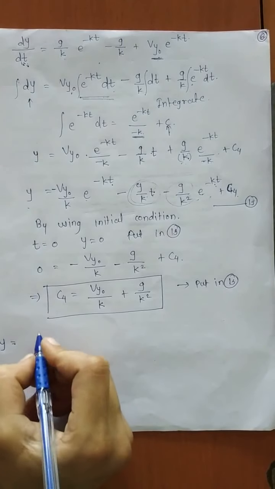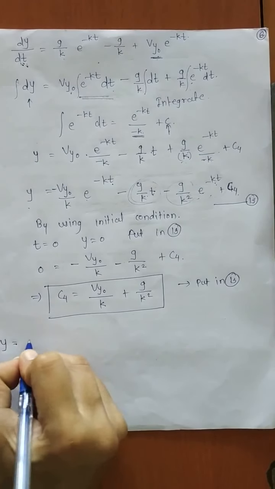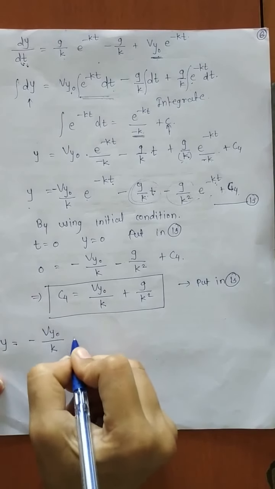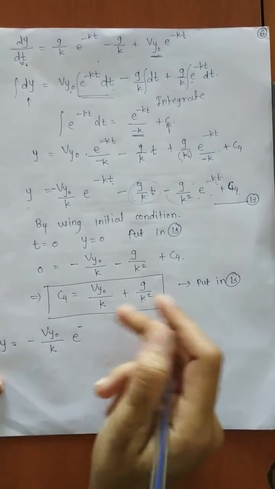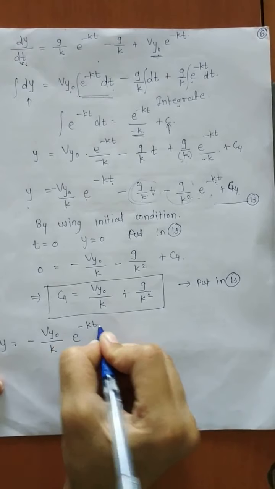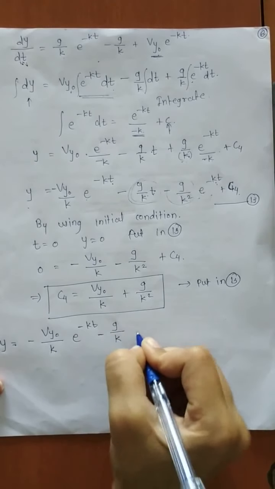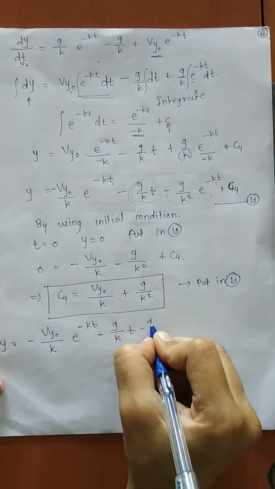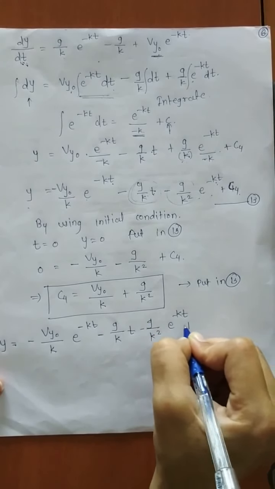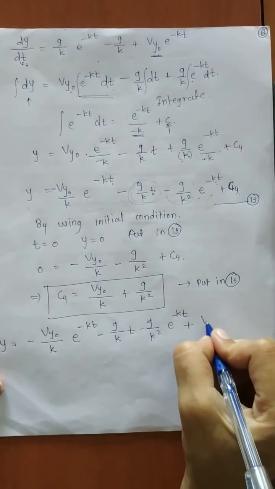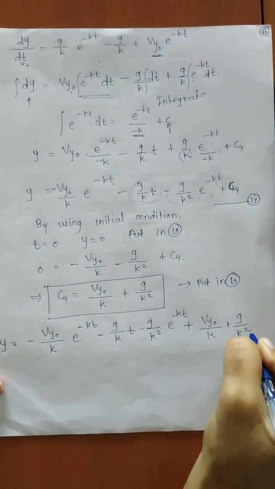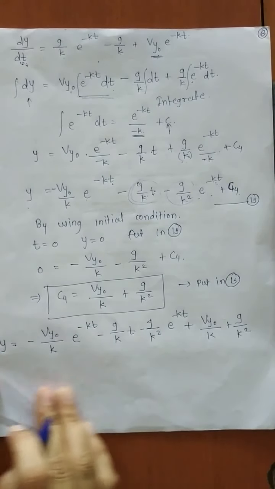You will get y equals minus Vy naught upon k. Observe this equation. I am putting this C4 in equation 13: e raised to minus kt minus g upon k t minus g upon k square e raised to minus kt plus, now this C4 I am going to substitute, Vy naught upon k plus g upon k square. So this is a very long equation.